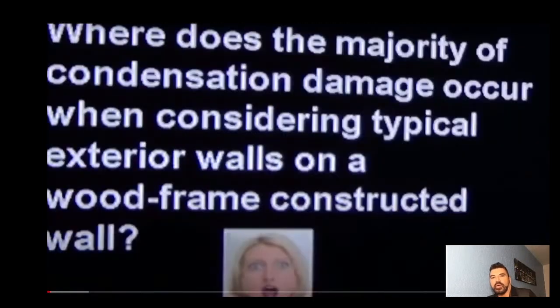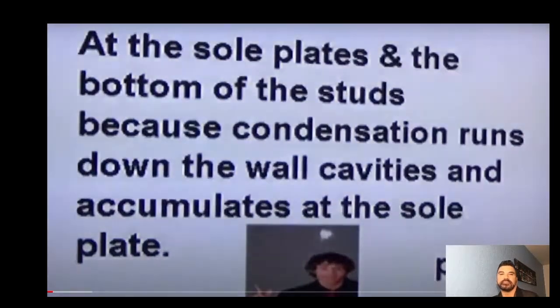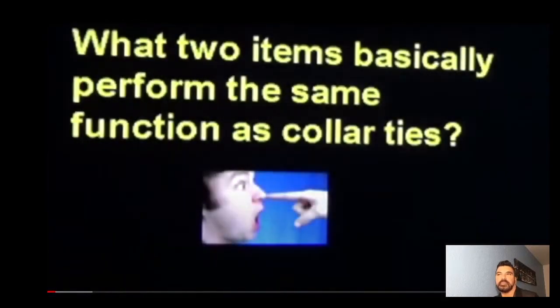Next question. Where does the majority of condensation damage occur when considering a typical exterior wall on a wood frame constructed wall? Of course, these items are located in the lower portions of the home, sole plates, in the bottom of the studs because condensation runs down the wall cavities and accumulates in the sole plates. This is found on page 282, in case you wondered.